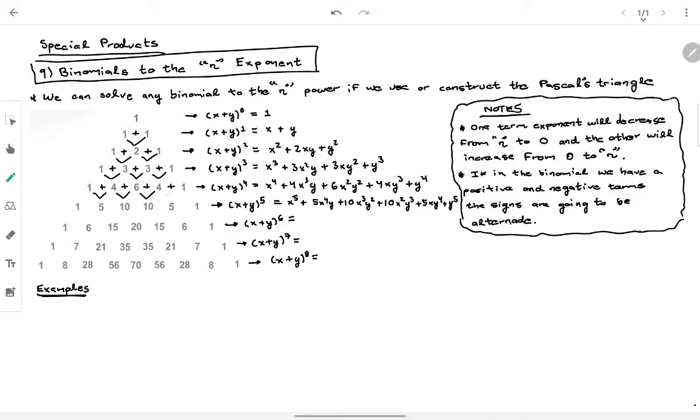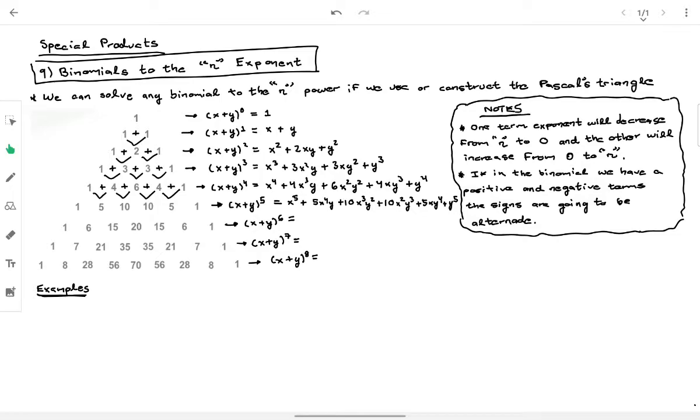So we can construct it, and we can see that the numbers we get in Pascal's triangle are going to be the coefficients for our answer of the binomial to the n exponent. In this case, we have 1, 2, and 1. So if we have x plus y squared, we are going to get 1x squared plus 2xy plus 1y squared. So those numbers help us obtain the coefficients in the answer.